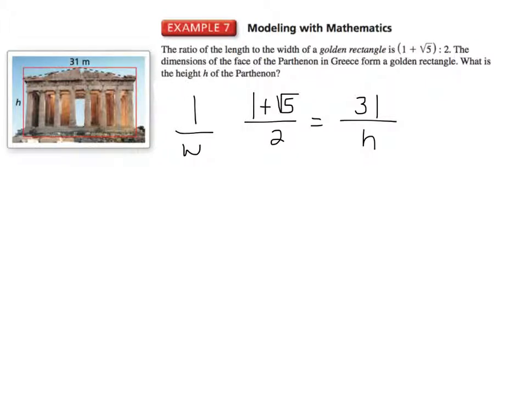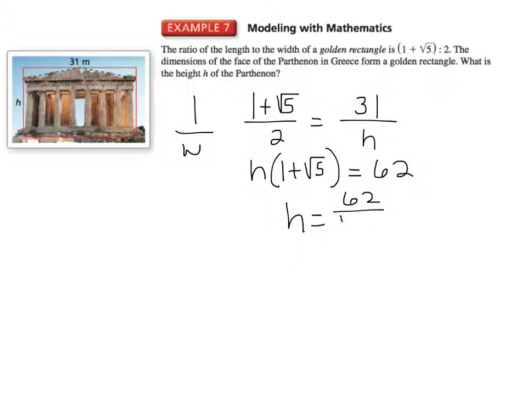Cross multiply. H multiplied by 1 plus root 5, I'm sorry, 1 plus root 5 equals 62. H equals, divide both sides by 1 plus root 5. I get 62 divided by 1 plus root 5. But I have to rationalize the denominator.